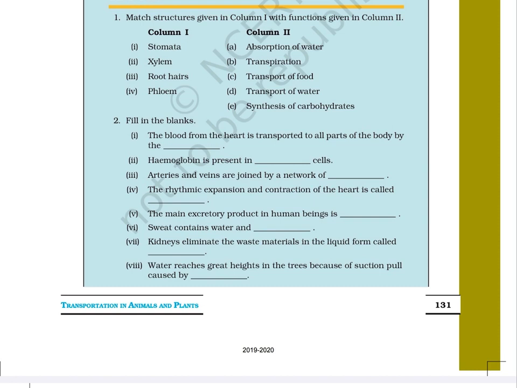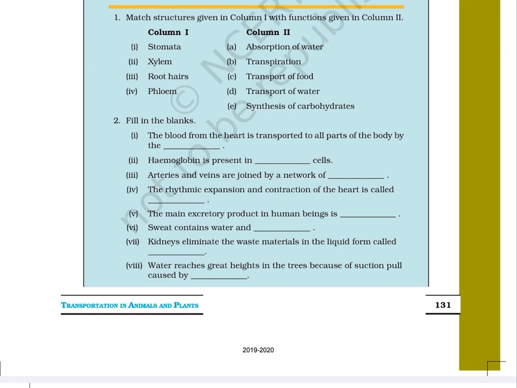5. The main excretory product in human beings is blank. 6. Sweat contains water and blank. 7. Kidneys eliminate the waste materials in the liquid form called blank. 8. Water reaches great heights in the trees because of suction pull caused by blank.